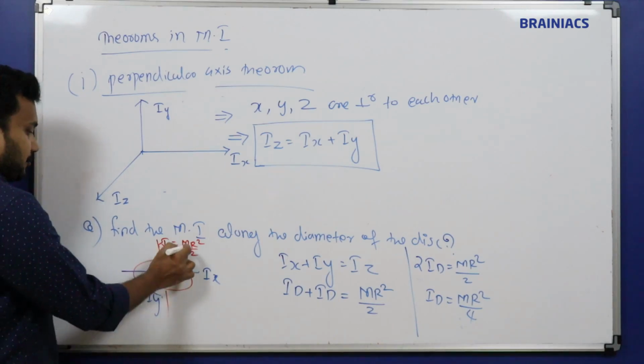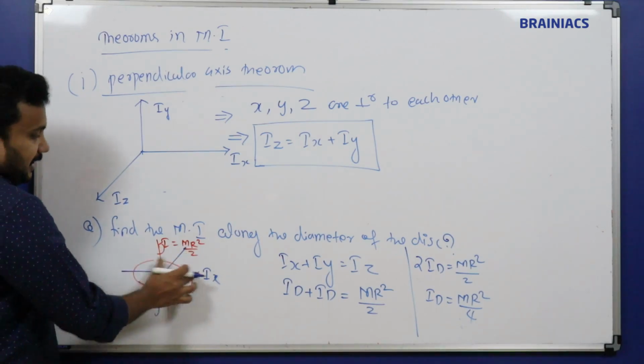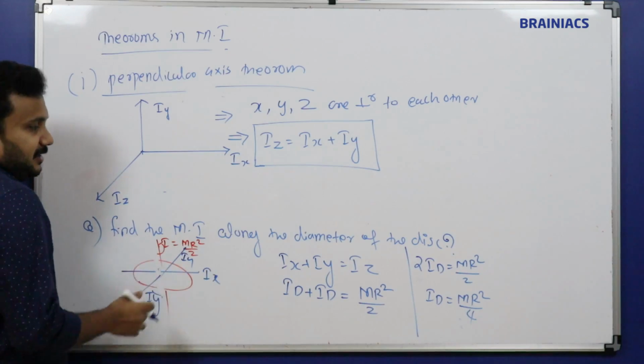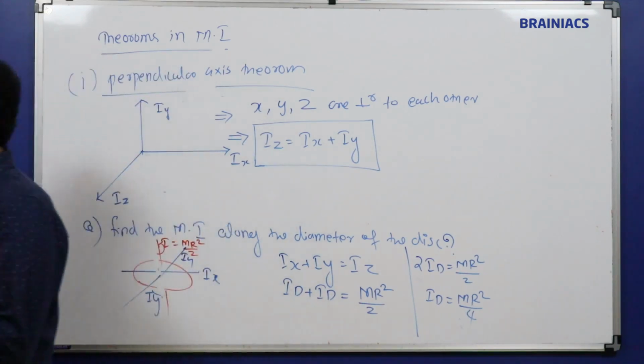So we have actually considered three axes. We can say Ix and Iy and Iz all are perpendicular to each other.